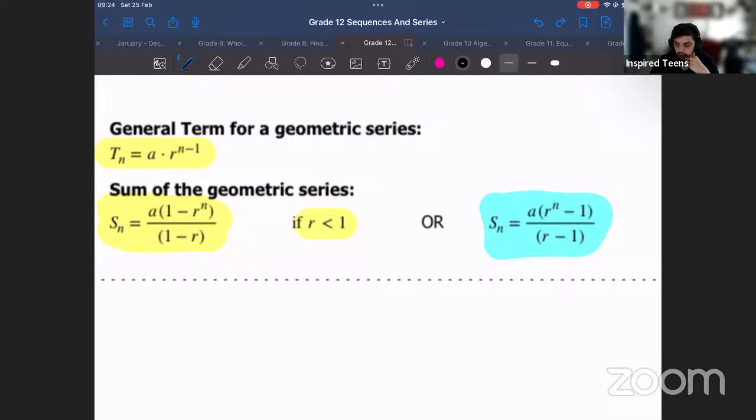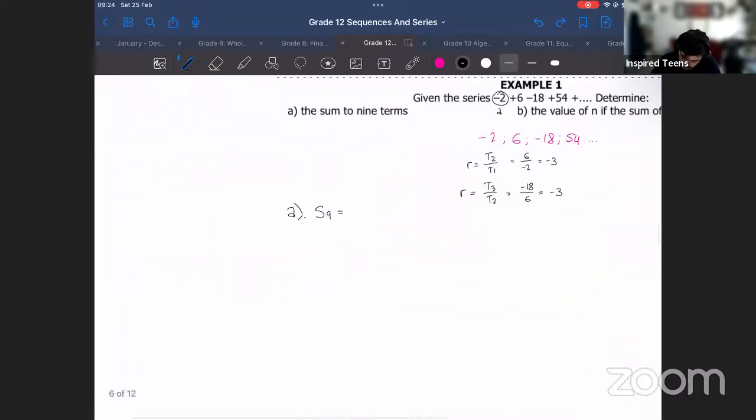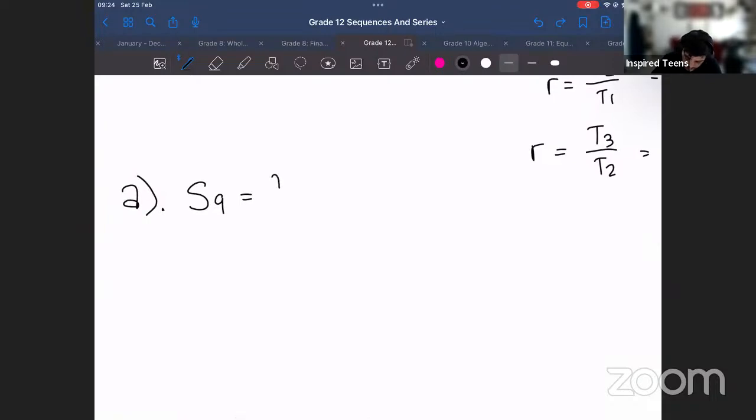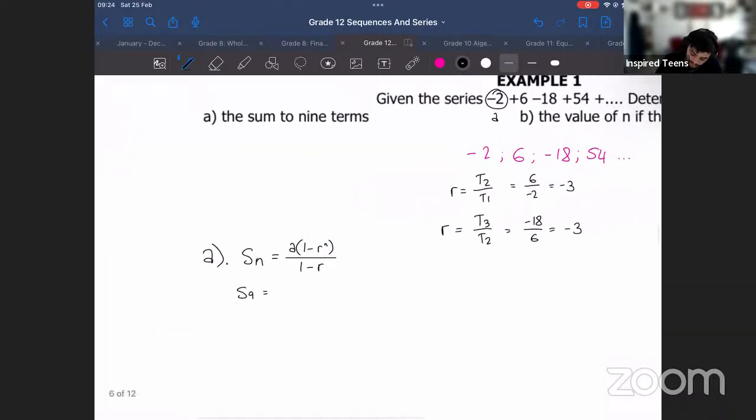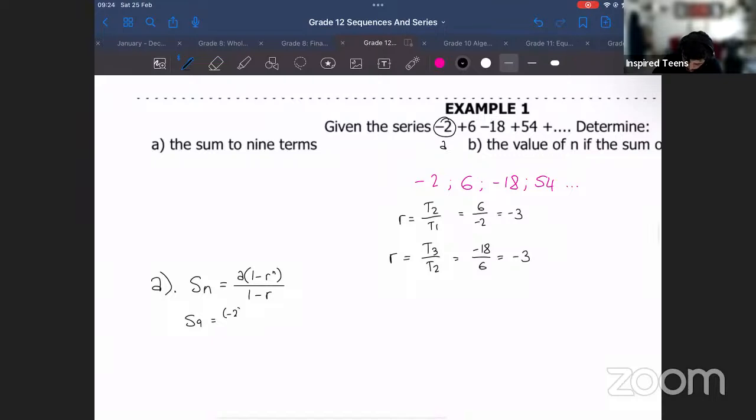Yeah, R is less than 1, so we utilize this formula. It's the formula that's given, we basically swap it around. S9 is equal to, okay, let's write it as Sn. The formula is equal to A(1 minus R to the n) divided by 1 minus R. So now if I want to calculate S9, A I have as -2.